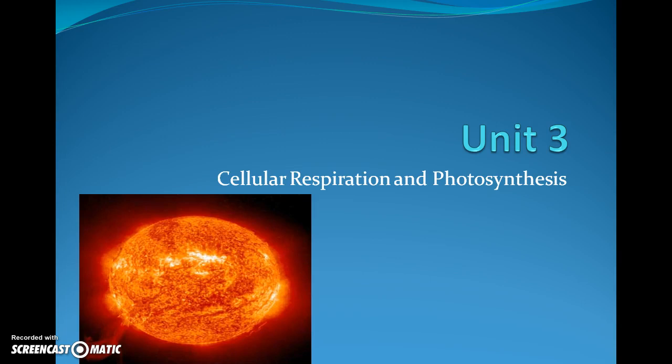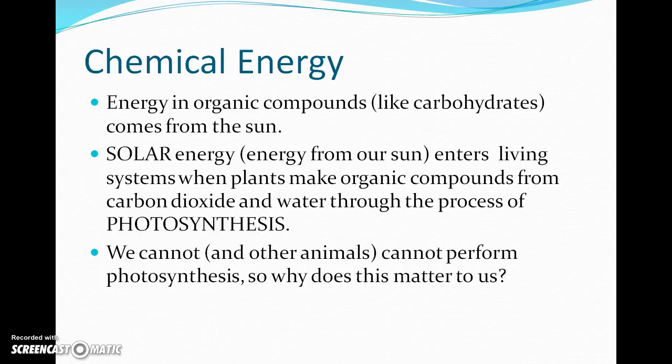So all eukaryotic cells, whether they are plant cells or animal cells, all do photosynthesis. Energy from the sun is converted to organic compounds in photosynthesis. Okay, so on the slide here, it says that solar energy, which is when energy comes from the sun, is converted into organic compounds, things you can eat, through the process of photosynthesis.